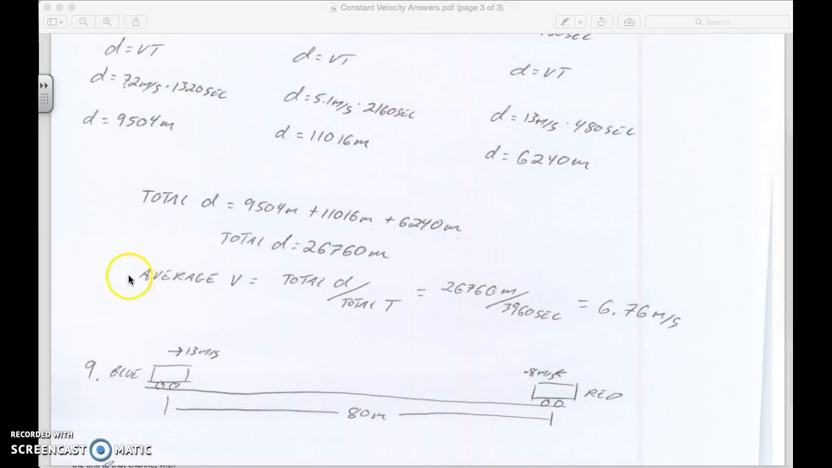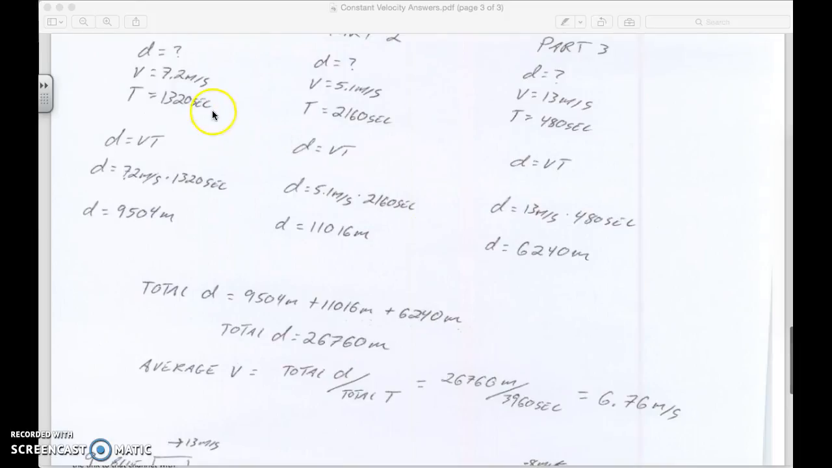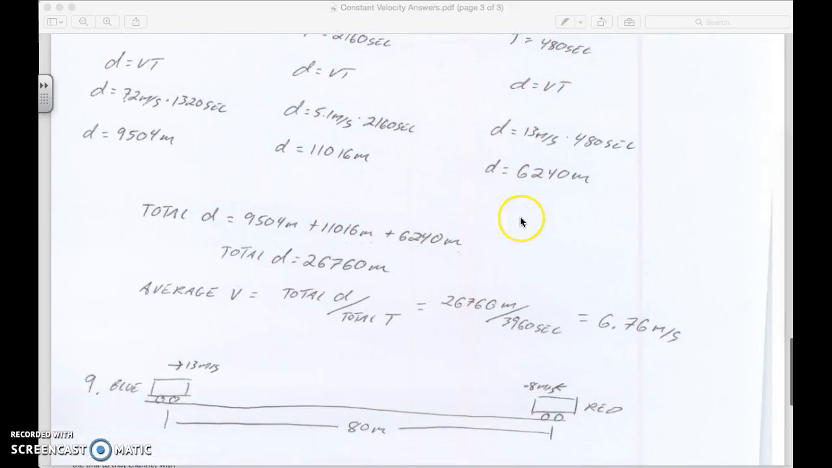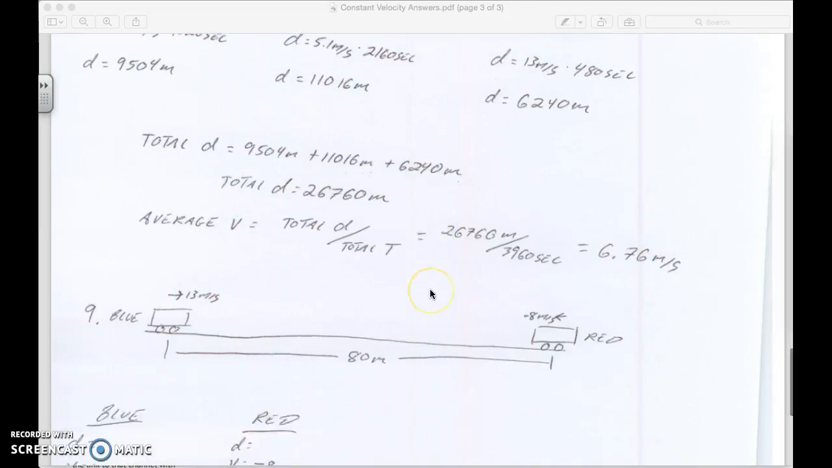In order to find the total average velocity, we need to do the total distance over the total time. The total distance we just solved, 26,760 meters. The total time, or all 3 of the times added up, so the 1,320, 2,160, and 480. Add all those together, and you get 3,960 seconds. Divide these two things together, and we get an average speed of 6.76 meters per second for the trip.